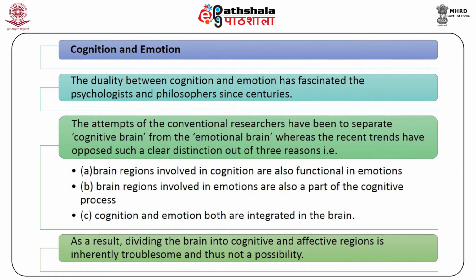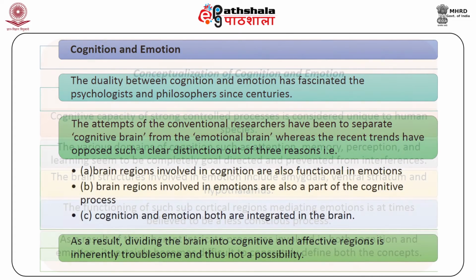The attempts of the conventional researchers have been to separate the cognitive brain from the emotional brain, whereas the recent trends have opposed such a clear distinction for three reasons. Brain regions involved in cognition are also functional in emotions. Brain regions involved in emotions are also a part of the cognitive process. And cognition and emotion both are integrated in the brain. As a result, dividing the brain into cognitive and affective regions is inherently troublesome and thus not a possibility. However, a clear rejection of either of the views is not a possibility until we delve into the complex process.